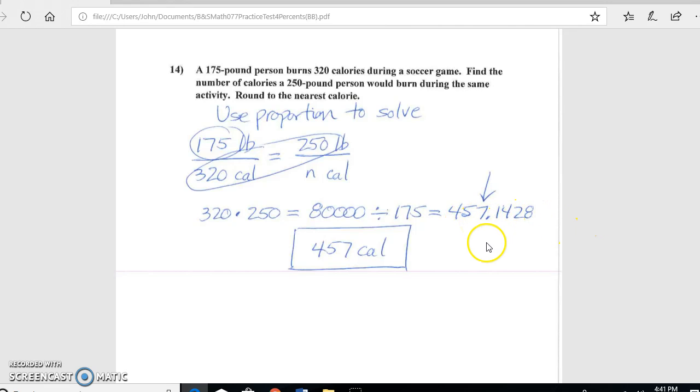And you're going to get a long decimal number over here, but we are asked to round to the nearest calorie. The nearest calorie means the ones place. And we're going to round at the 7. We look at the number to the right. It's less than 5, so the 7 stays the same. And all these numbers to the right of the decimal fall away. And rounded to the nearest calorie, it's 457 calories.